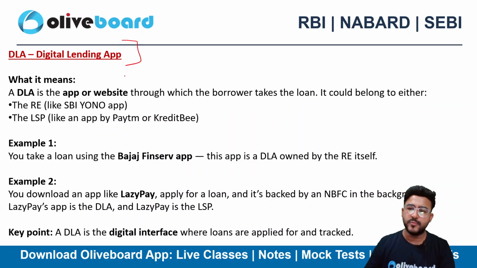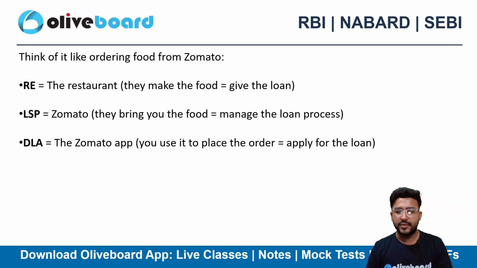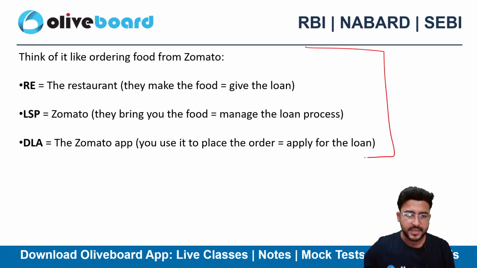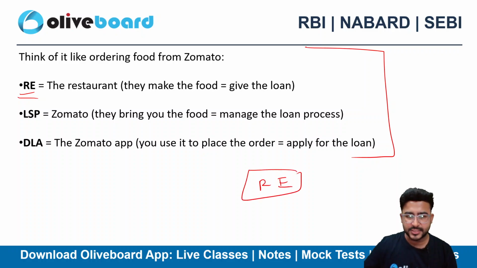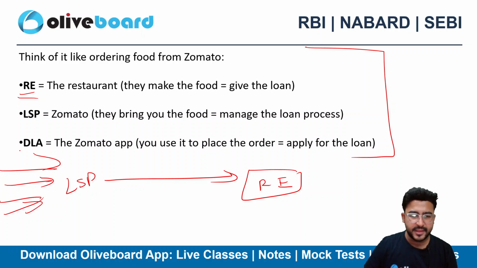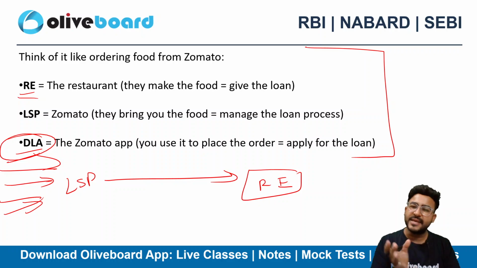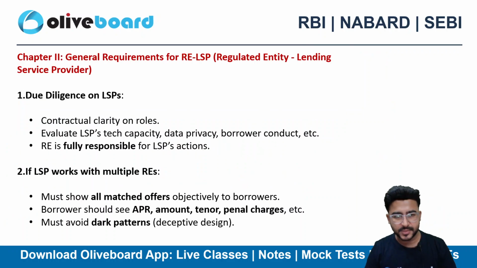I have given some examples as well. Digital lending app, obviously your LSP will be using some application. That's nothing but the digital lending app in itself, right? So I have given a beautiful example as well. Let's suppose a regulated entity is a restaurant. Okay, it's a restaurant. Now LSP is Zomato or Swiggy. So what LSP is doing here, they are bringing customers via a digital lending application, that is your Zomato application. The same way it is applicable to banking side as well, right?